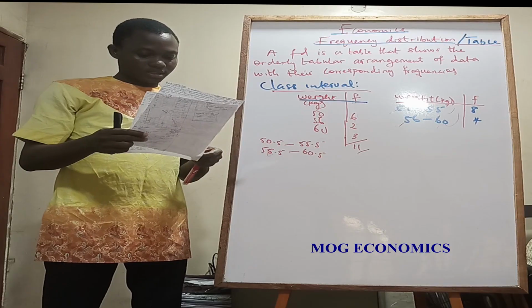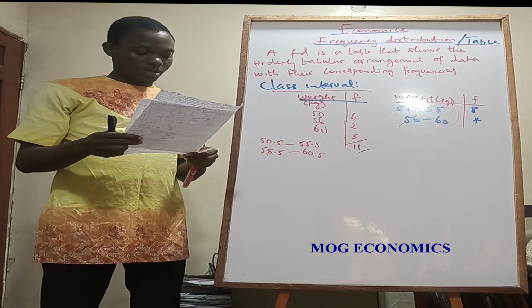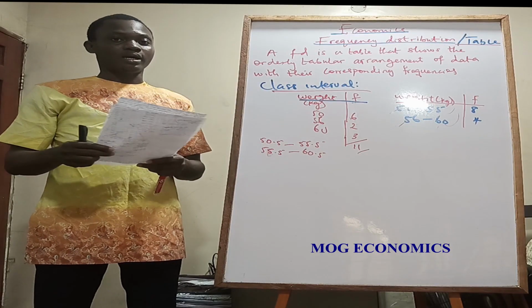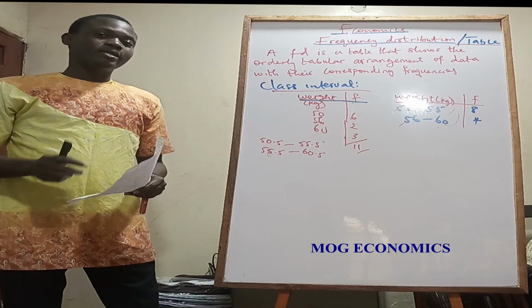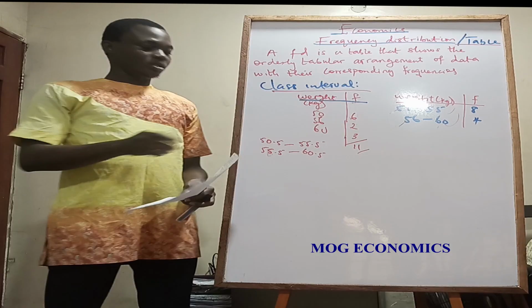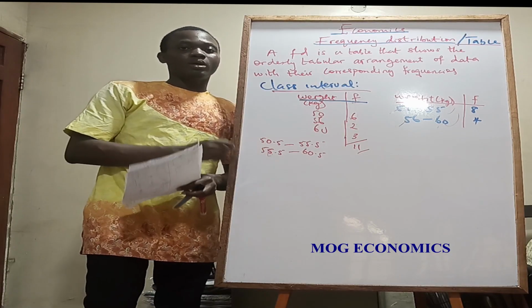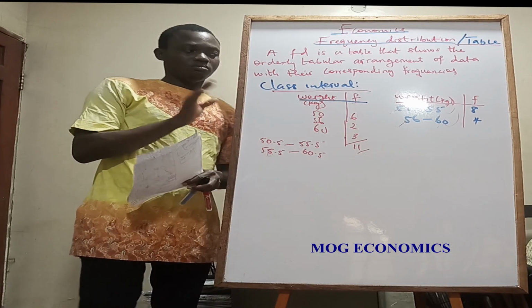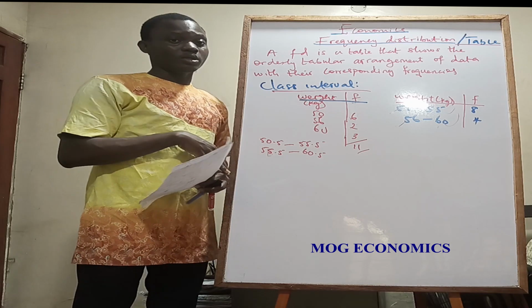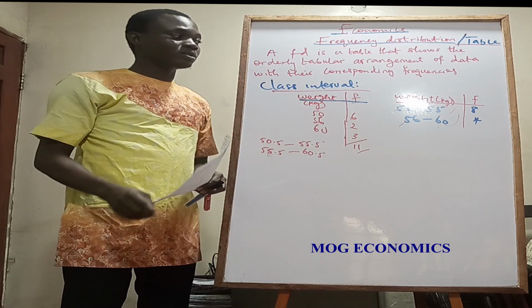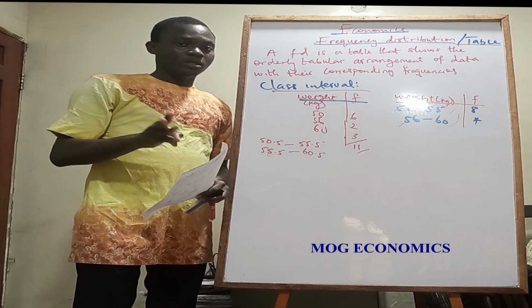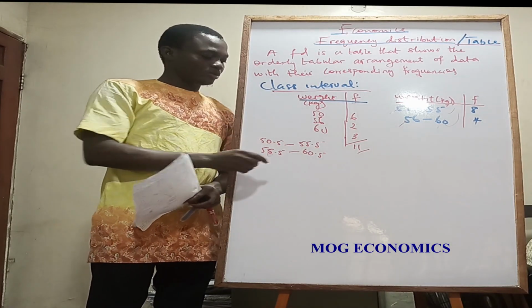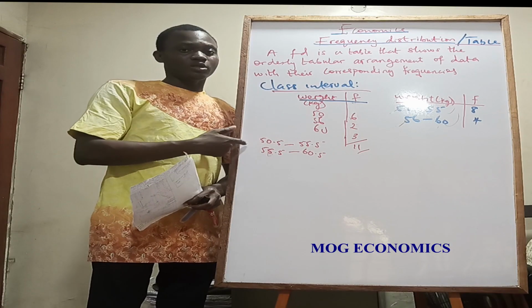So the next thing that we have to talk about is the class size. So how do you get your class size, right? The class size is basically the difference between the upper class boundary and the lower class boundary. The first one started with our class intervals, the second one talked about our class boundary, and now I'm talking about our class size. So class size is the difference between your upper class boundary and your lower class boundary.